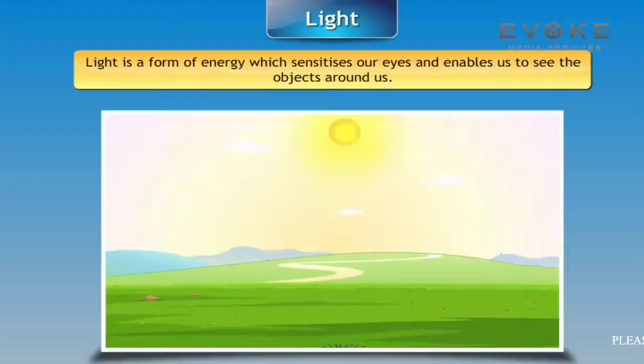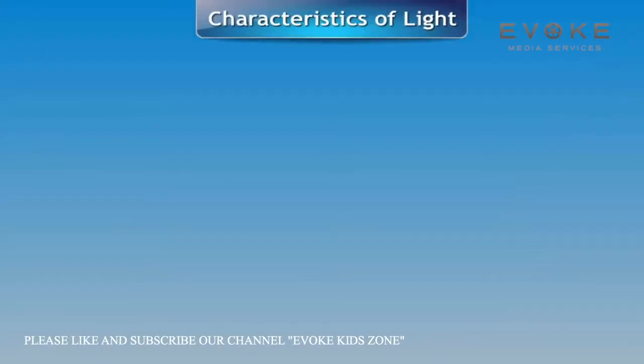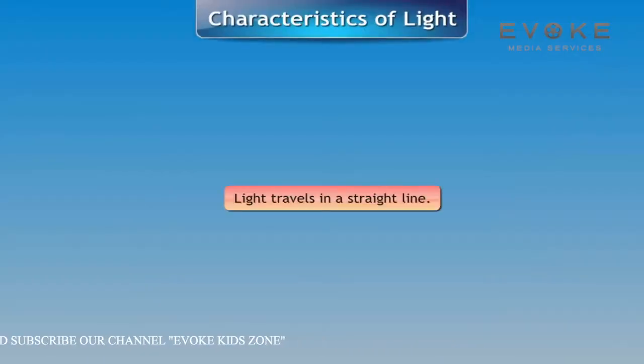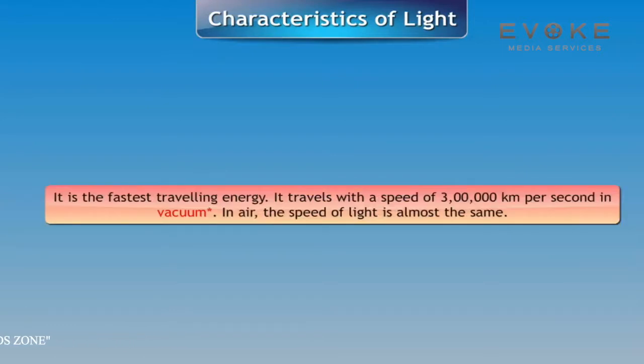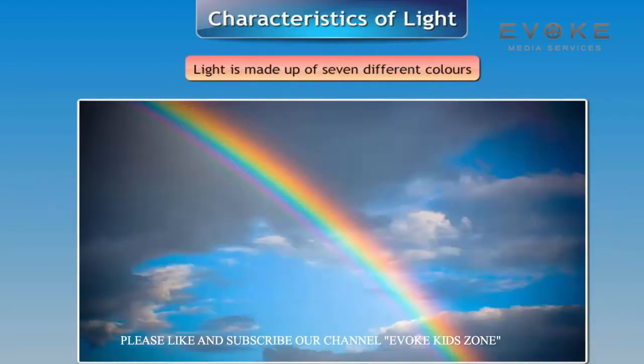Light. Light is a form of energy which sensitizes our eyes and enables us to see the objects around us. Characteristics of light. Light travels in a straight line. It is the fastest traveling energy. It travels with a speed of 3 lakh kilometers per second in vacuum. In air, the speed of light is almost the same. Light is made up of 7 different colors.